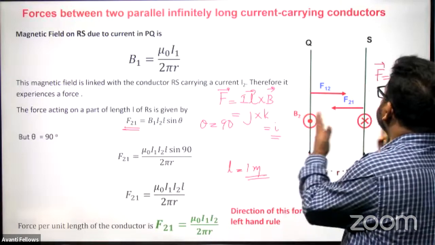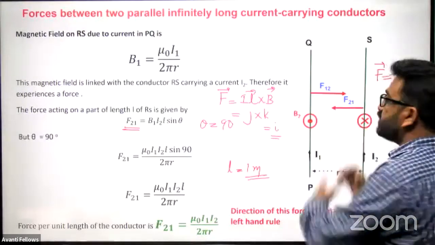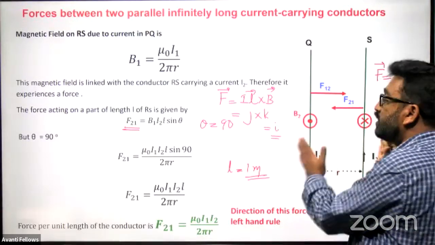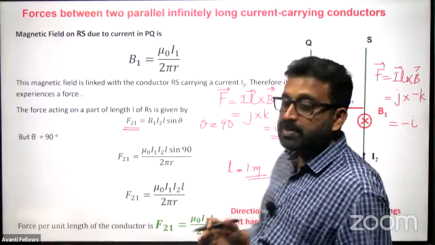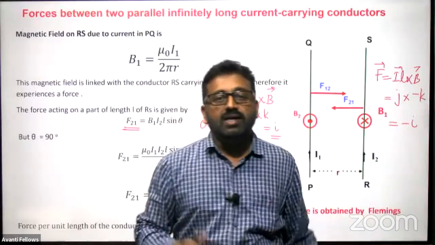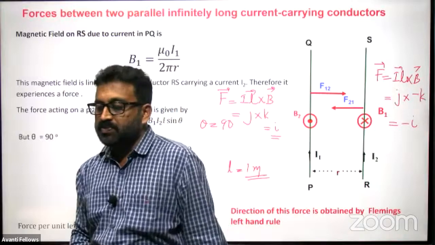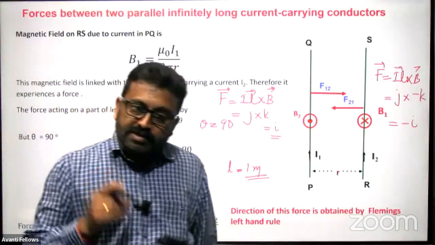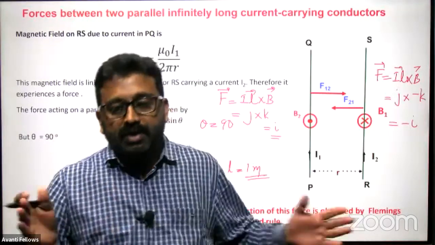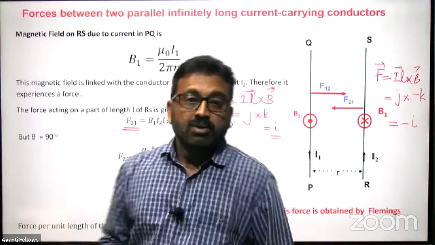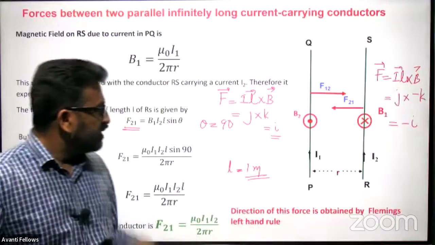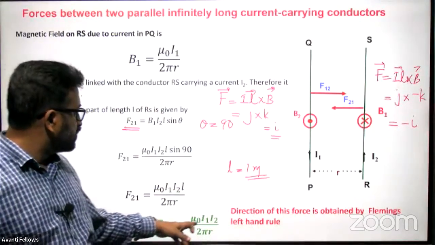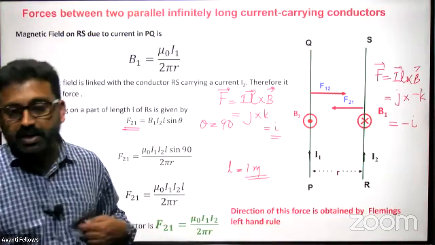So these two experience a force towards each other. If they experience a force towards each other, they will definitely attract each other. So if two current carrying conductors carry currents in the same direction, they will definitely attract each other. With how much force they are attracting each other, we are going to see: the force equals mu 0 I1 I2 by 2 pi r.